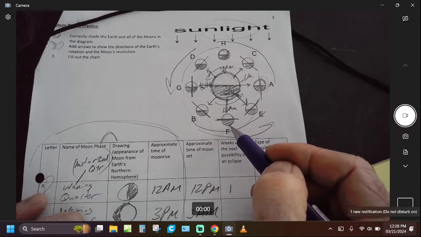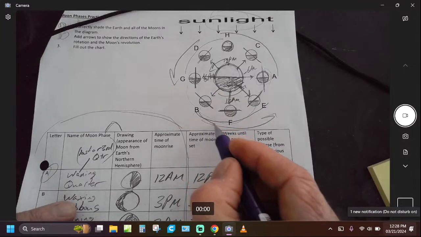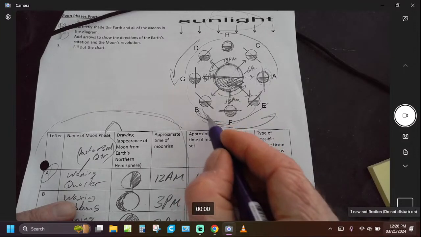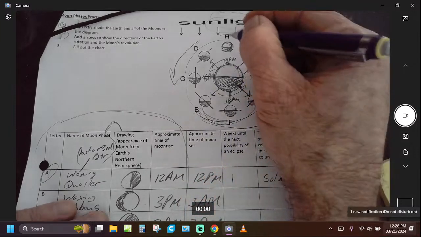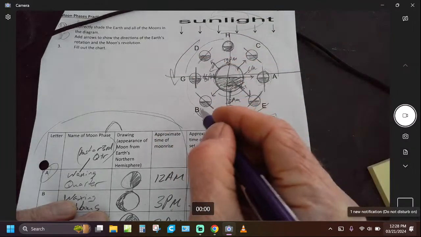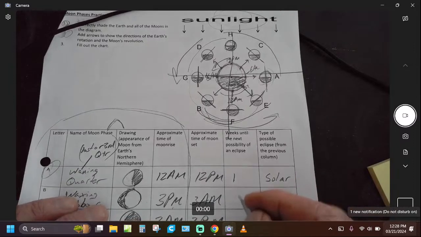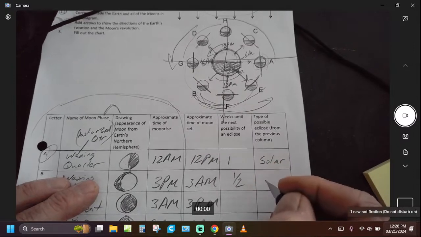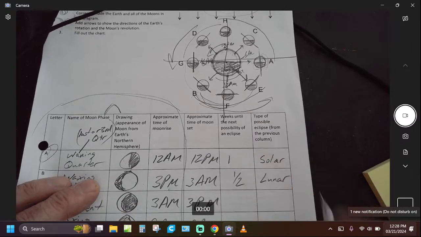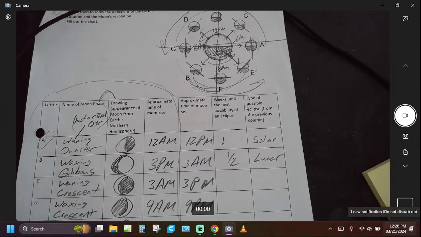Lunar. And how many weeks is it from B to F? Half a week. So if I do this, these are all full weeks. So G to F would be a full week, B to F would be half a week. So the answer is a half and lunar. Yeah, 0.5 is fine. So try the rest.